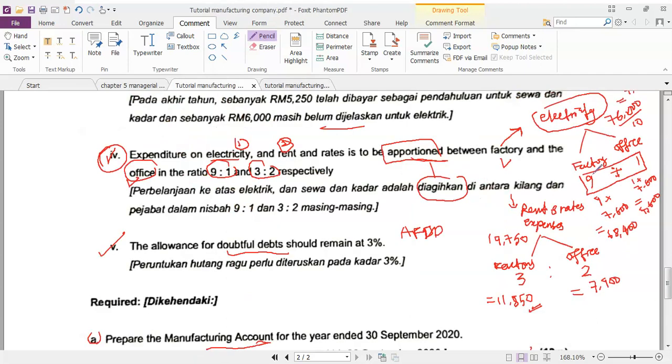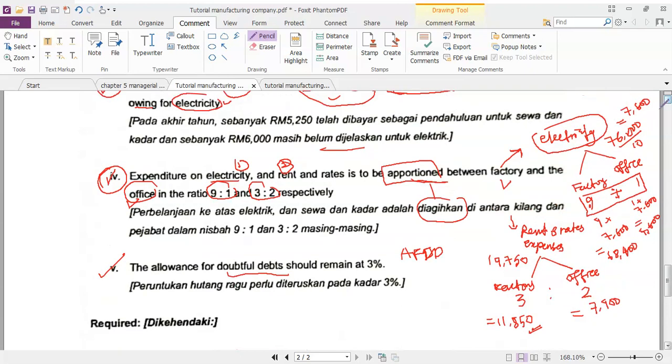Electric. Electric ni factory 9, office 1. So tambahkan dua-dua tu ada 10 bahagian. So 76,000 the total amount of electricity bahagi dengan 10 bahagian. Dapatlah satu bahagian tu kita tahu dia adalah 7,600. So office kita dah tahulah dia ada satu bahagian, so dia adalah 7,600 saja.